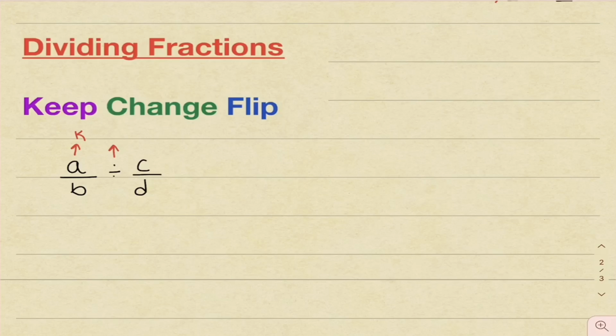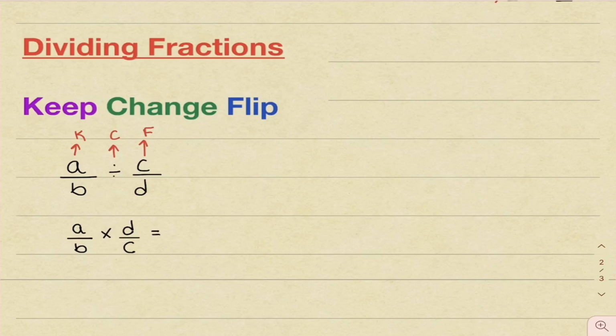The division, you change it into a multiplication. And the third fraction, you flip it. So keep, change, flip. This fraction is going to be keep, which means A over B. Division, change it into multiplication, and flip the third fraction. So instead of C over D, we're going to do D over C. Now we end up with A over B times D over C, which is just multiplication of fractions.